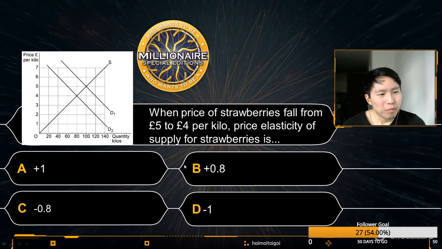Anyway, when the price of strawberries falls from £5 to £4 per kilo, the price elasticity of supply for strawberries is A, +1, B, +0.8, C, -0.8, D, -1. So obviously we will need to make use of the diagram in this question, and I shall give you 10 seconds to do that. 10 seconds might be a bit little, considering you also need to use the formula. Although I guess you can always pause the stream.